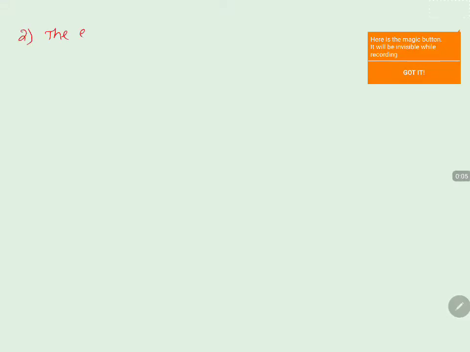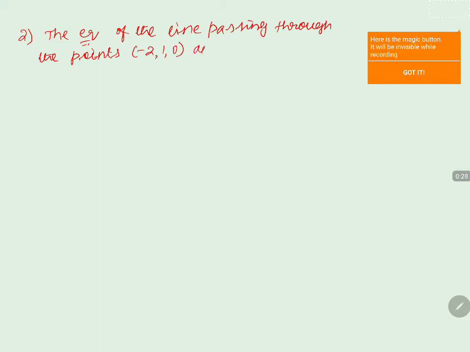The equation of the line passing through the points -2, 1, 0 and 3, 4, -1 is. Now see, this is the equation of the line passing through the points.